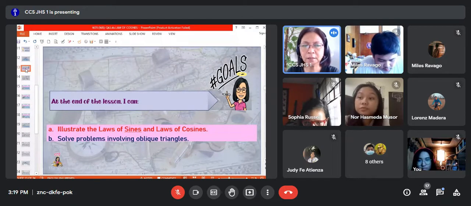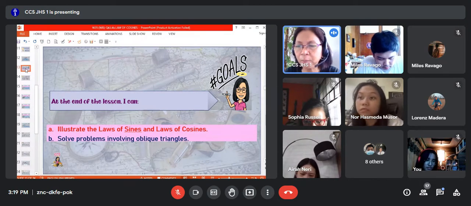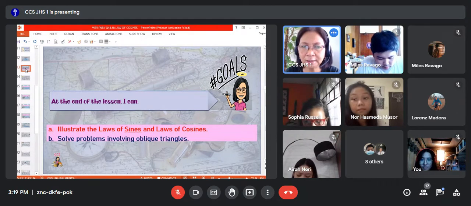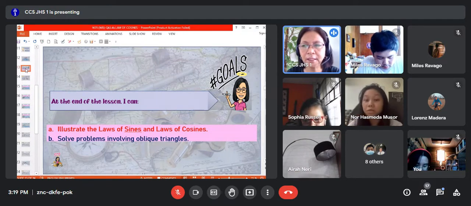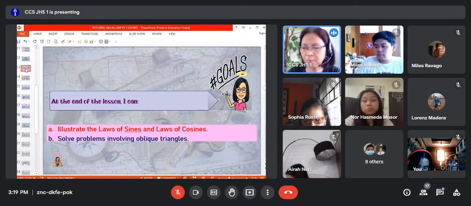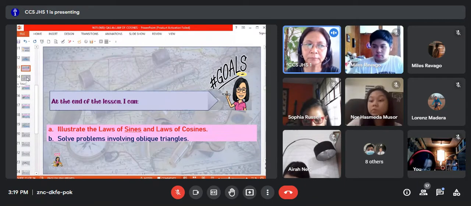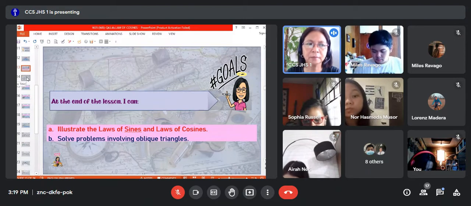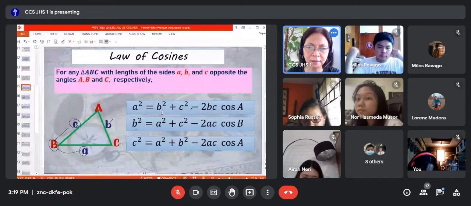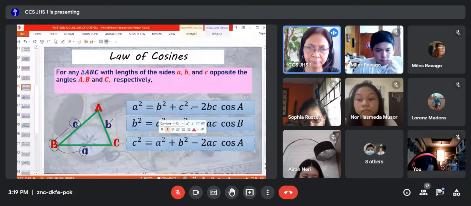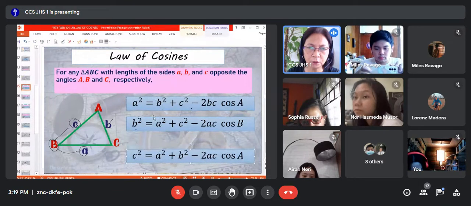Okay, let's proceed to our lesson. Let's now have the second method in solving oblique triangles, the law of cosines. We'll illustrate what the law of cosines is and then solve problems involving oblique triangles using it. What is the law of cosines? This is your formula for the law of cosines. Any of these can be used, depending on the given information.